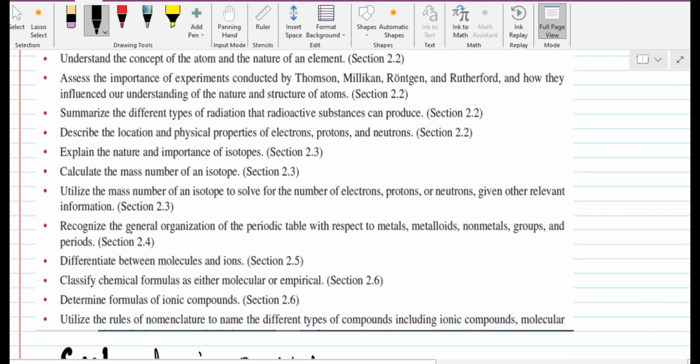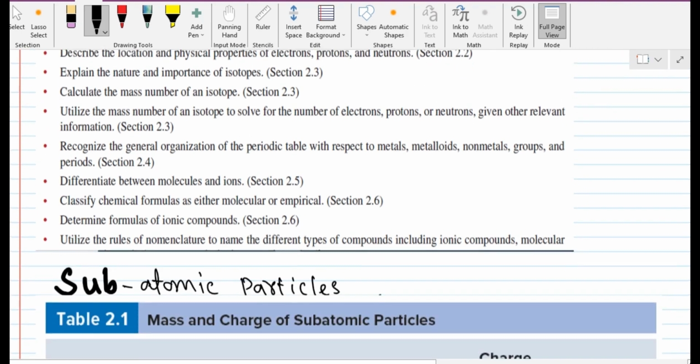For example, recognize the general organization of the periodic table with respect to metals, metalloids, non-metals, groups and periods. Differentiate between molecules and ions, and learn to classify chemical formulas as either molecular or empirical. Determine the formula of ionic compounds and learn some of the rules for naming the compounds. Okay, so proceeding.